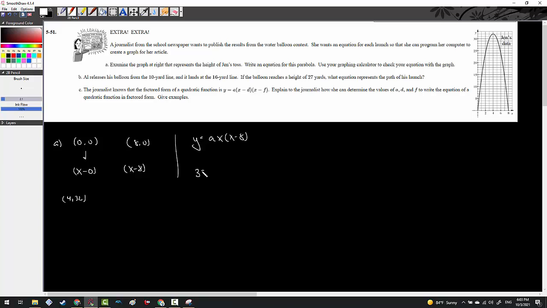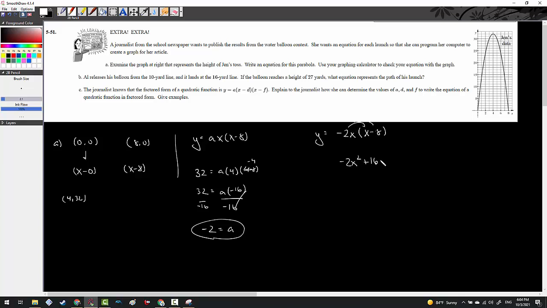So 32 equals a times 4 times 4 minus 8. So that's a times, so this is going to be negative 4 here. So a times negative 16 equals 32. So dividing both by negative 16, a will equal negative 2. So what I've got is y equals negative 2x parentheses x minus 8. And that might be fine, but if you wanted to distribute, you would do negative 2x squared plus 16x.